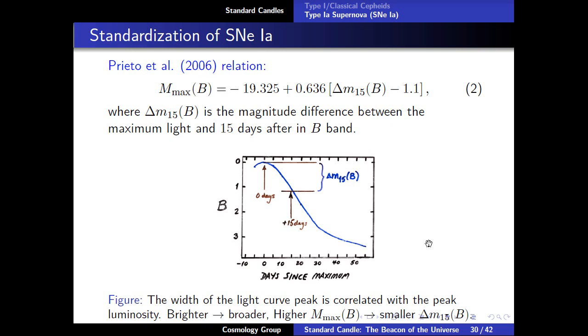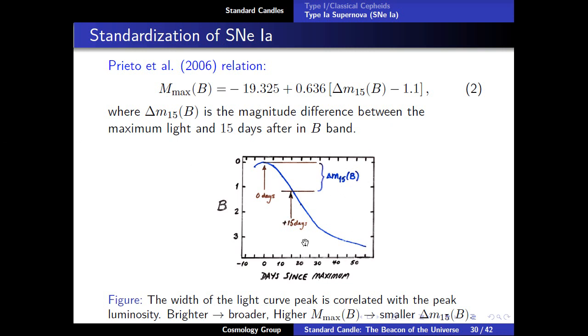2006. And you can see that this is the figure of a typical supernova light curve, and this is the maximum brightness. We take this as day 0, and 15 days after is 15 days from the maximum brightness, and this width is basically delta M15. And since this is the B band, we use delta M15B.